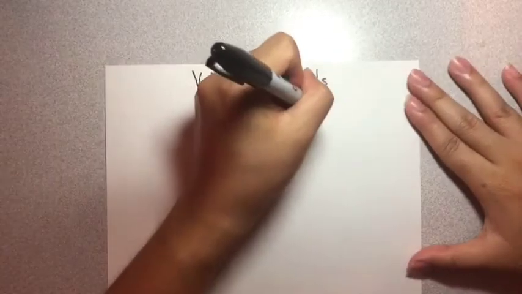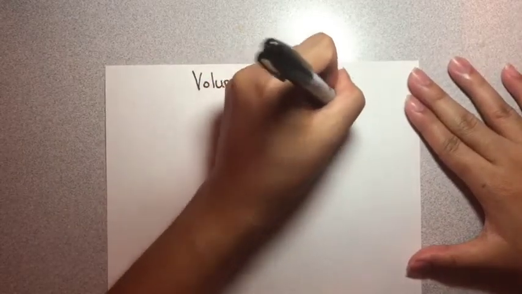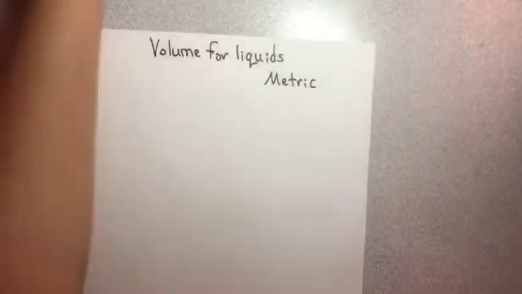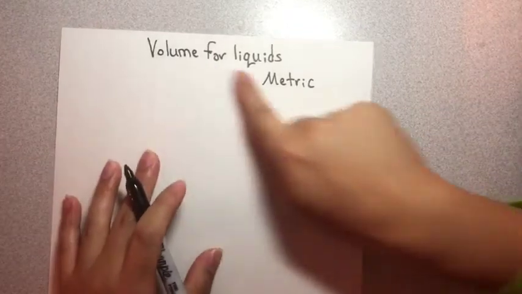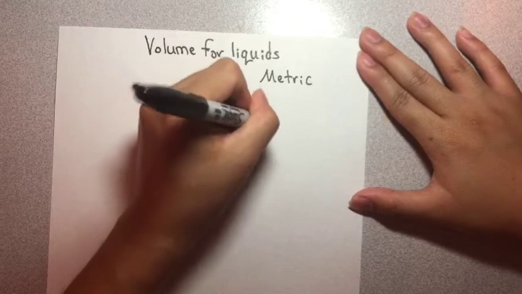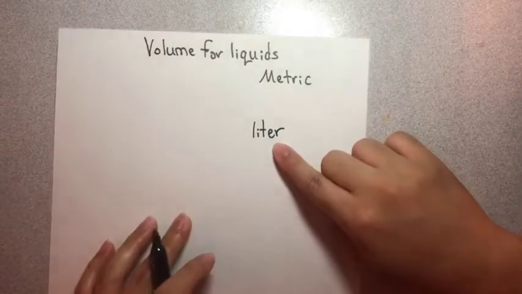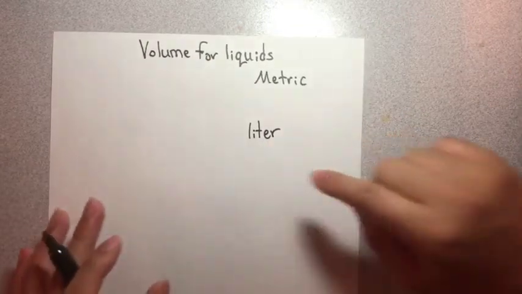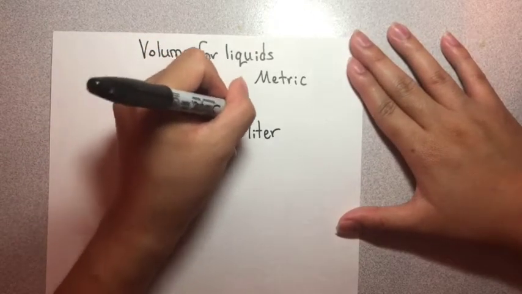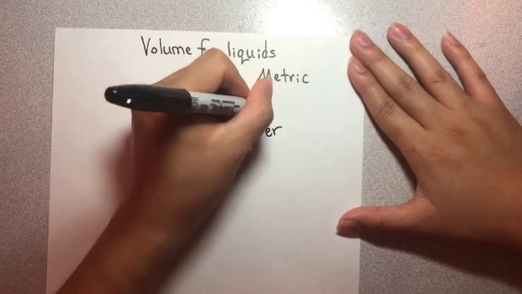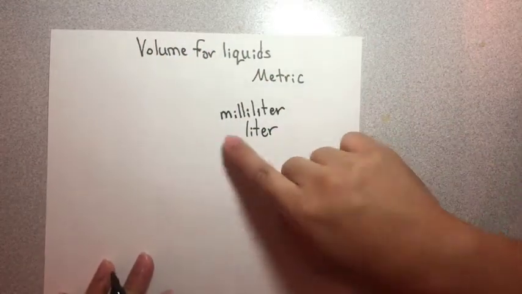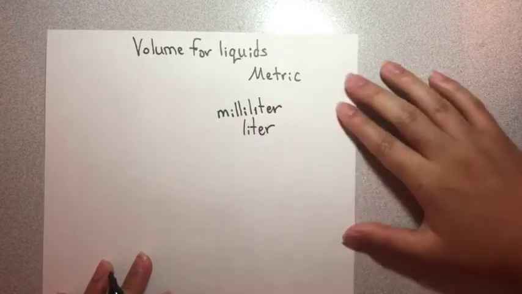Okay, so let's start with what you already know. The metric. So, for volume for liquids, in the metric system, we have the liter. A liter of something. And then we also have the milliliter. So we know in a liter there are 1,000 milliliters.